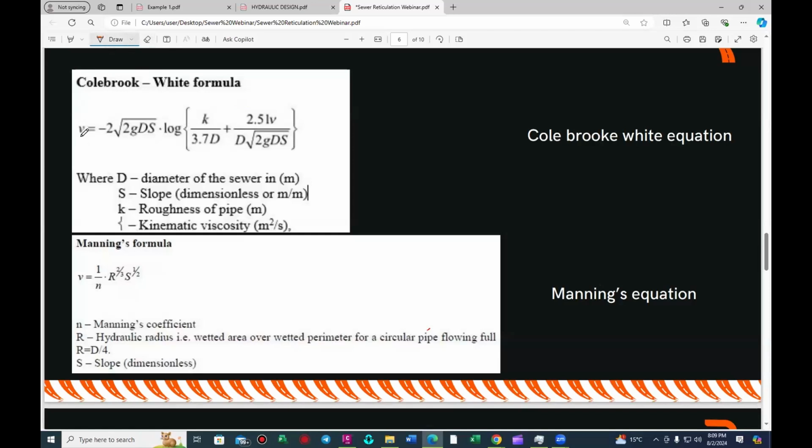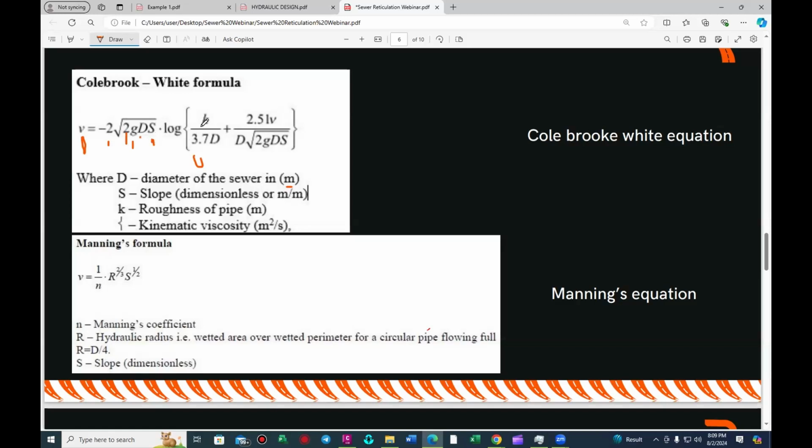Right, so this is our cleansing velocity, V, that's your cleansing velocity. Of course, that's 2 right there. That small g is your acceleration due to gravity, 9.81 meters per square second, right? D is the diameter of the sewer pipe. It's always given in meters. Then S is your slope. S is dimensionless, so that you know. So that's your D diameter, S is your slope.